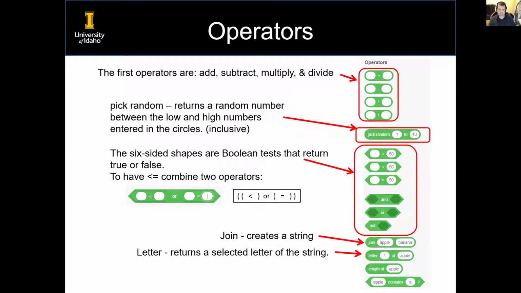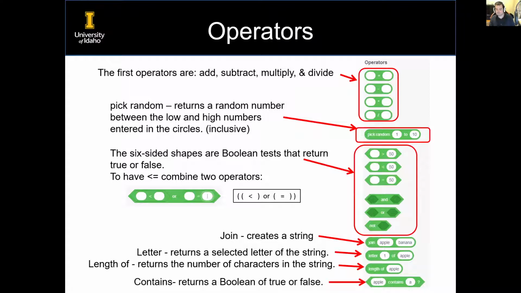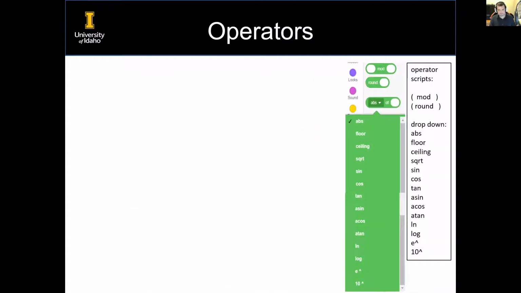Letter returns the selected letter of a string. A string is a series of characters. They could be numbers, but whenever we're talking about this, we're talking about a string that is more than likely letters or symbols. Length of returns the number of characters in a string. How long of a word is apple? And then we have another Boolean true false that says apple contains a, so does it have a specific character or set of characters in it?